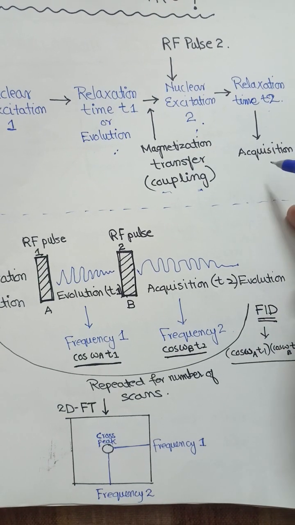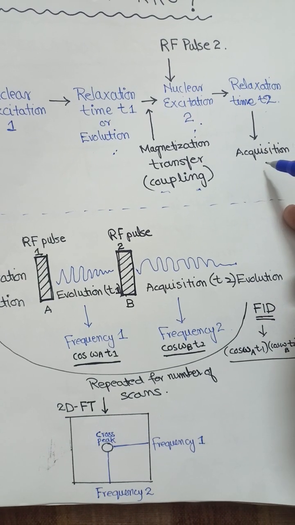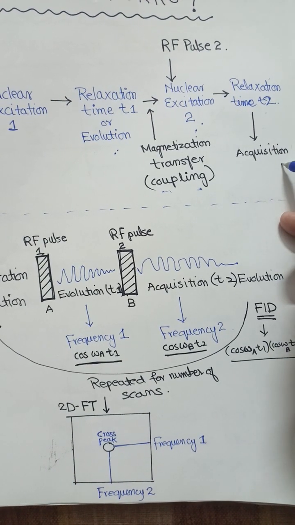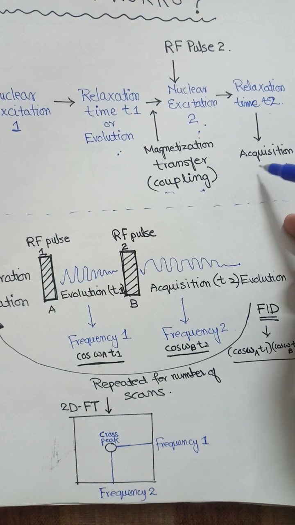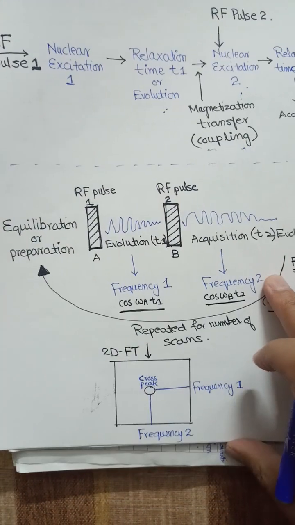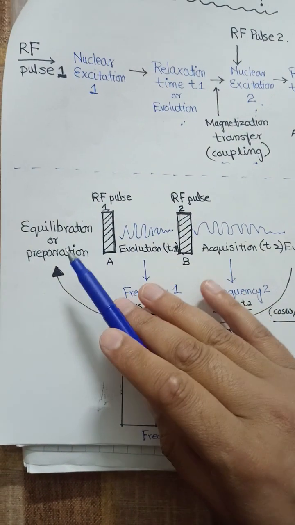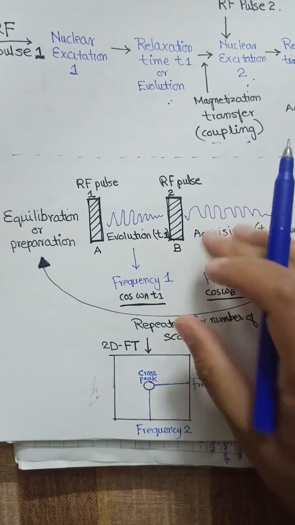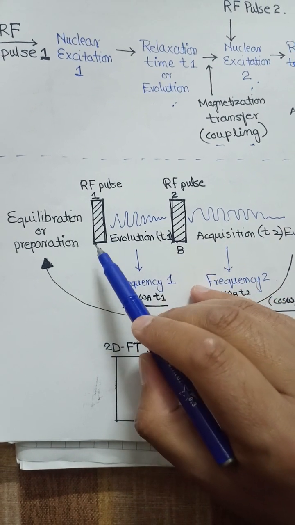After this, we get our data in the FID form, that is free induction decay, and this is called data acquisition. Free induction decay is also discussed in our previous lecture, so you can watch my videos. Here we are going to discuss some more details on this.